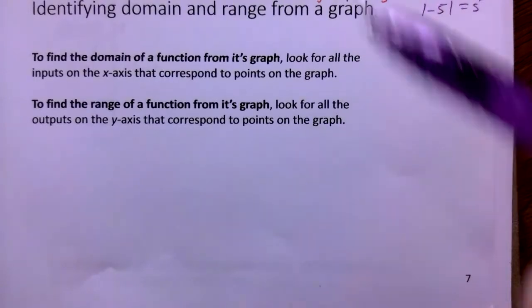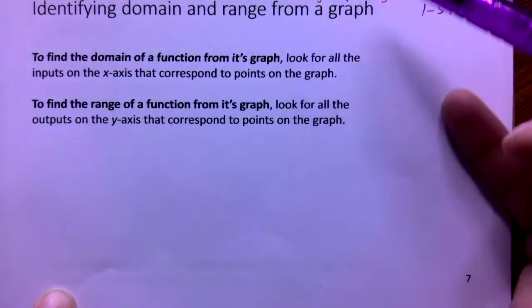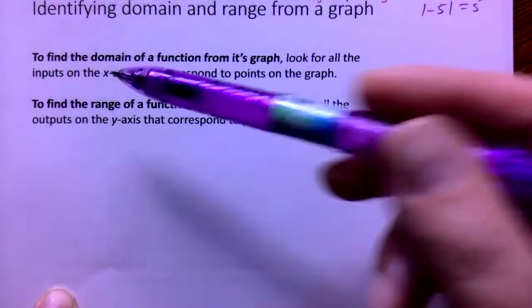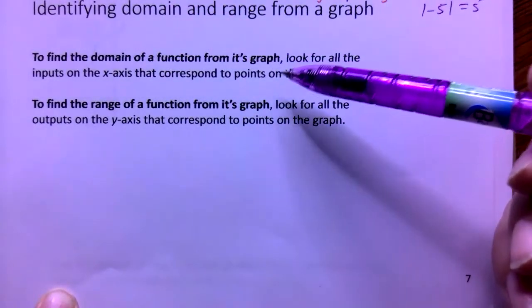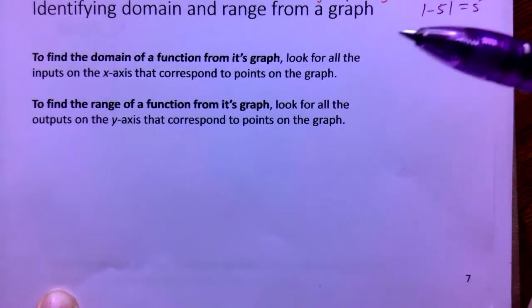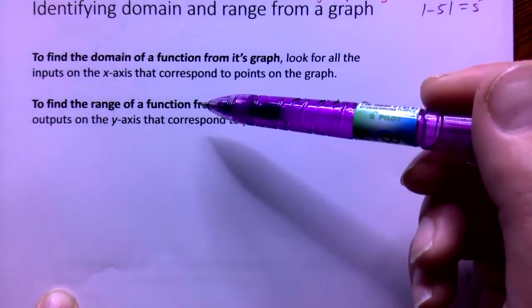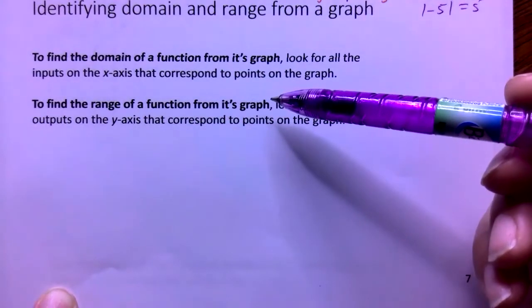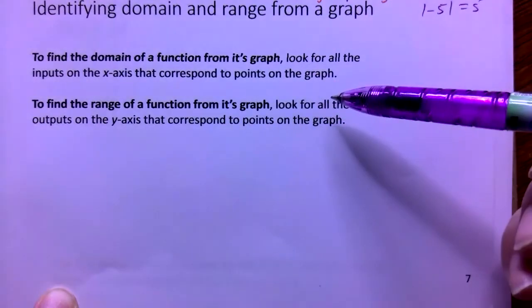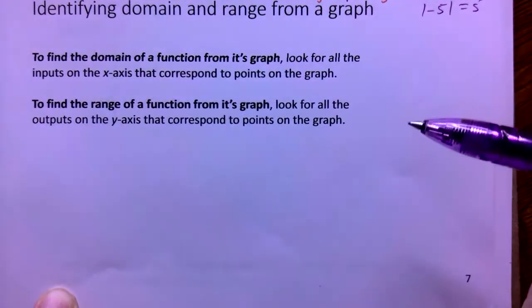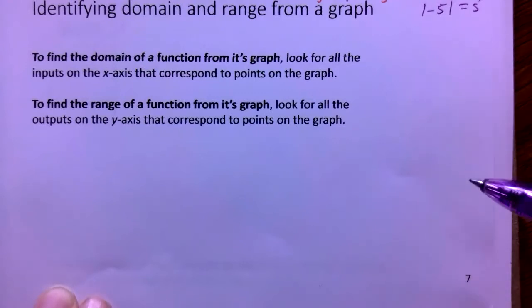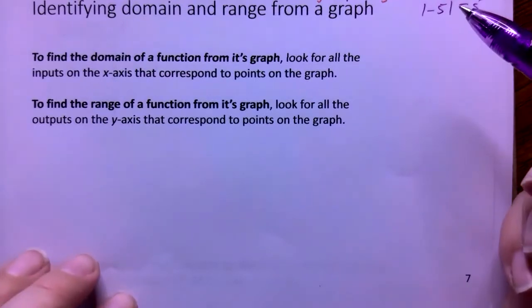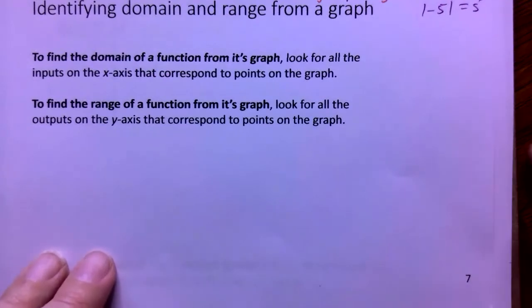It says to find the domain, look for all the inputs on the x-axis that correspond to points on the graph. And to find the range of a function from its graph, look for all the outputs on the y-axis that correspond to points on the graph. That's very dandy, but what does it really mean?